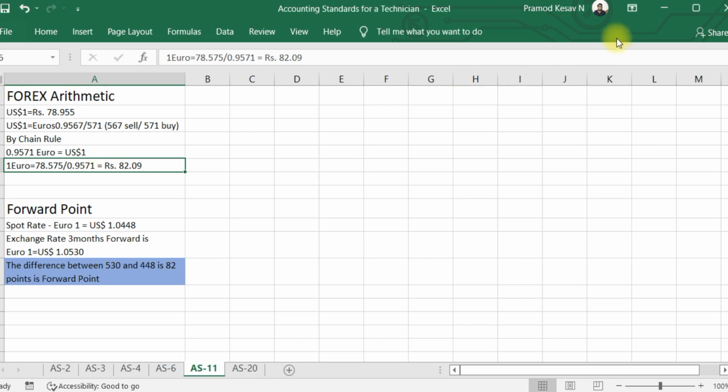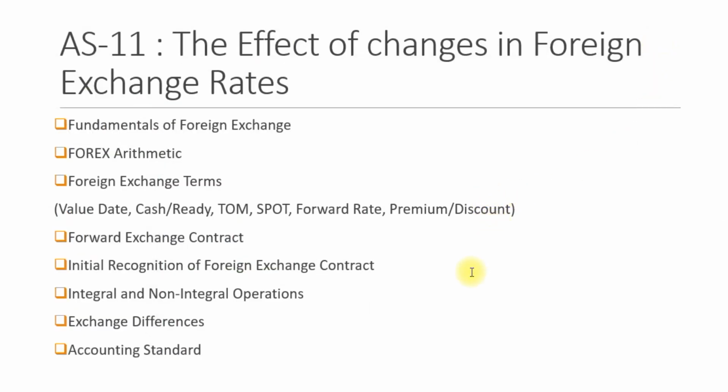Now let us take a look at some of the foreign exchange terms which we commonly use. First off, value date. Value date is the date on which the exchange of currency takes place in foreign exchange. Now, what is cash ready? Cash ready is the rate when an exchange of currencies takes place on the deal's date. So whenever a deal happens on a certain day, the rate at which the exchange of currencies takes place is cash ready.